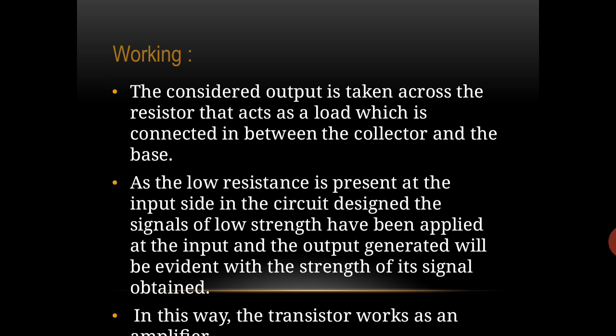As low resistance is present on the input side of the circuit, a signal of low strength is applied to the input, and the output generated will be evident from the strength of the signal obtained. Okay, in this way the transistor works as an amplifier. Exactly what happens, let's see again.